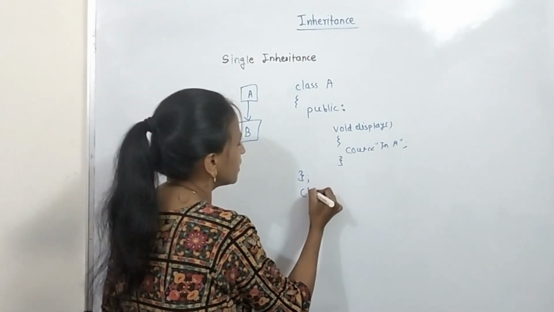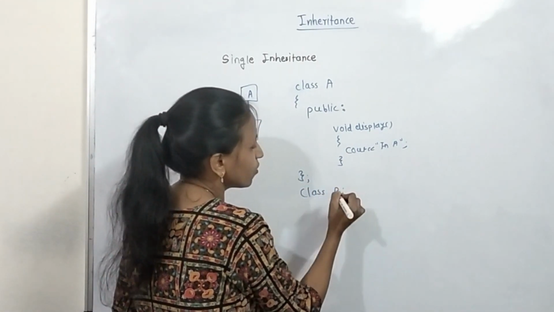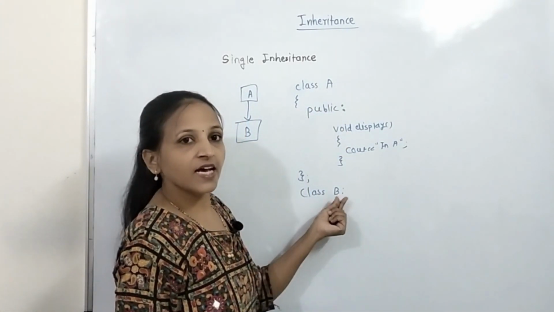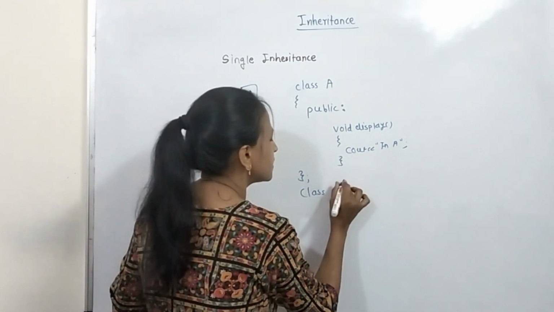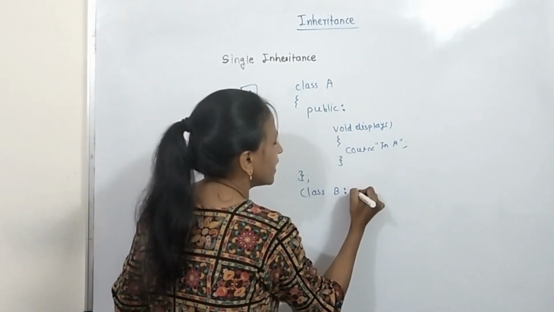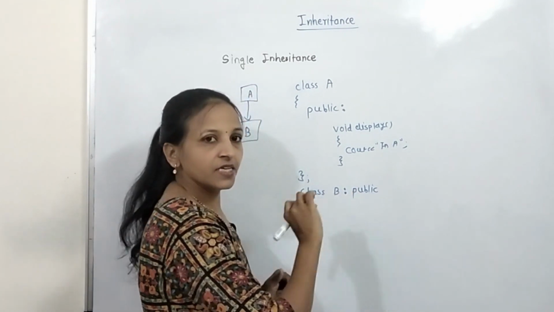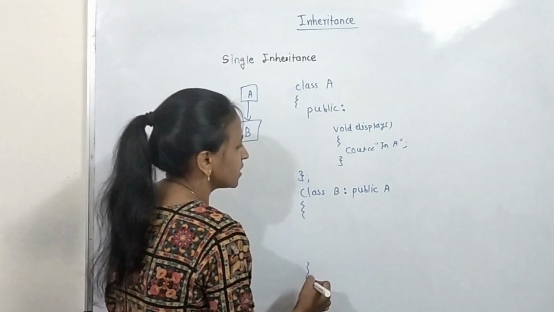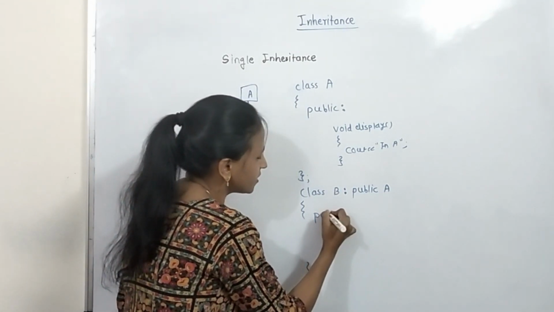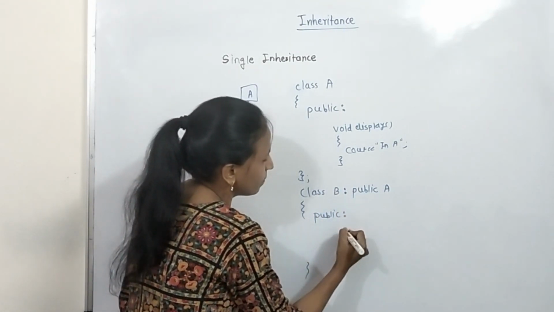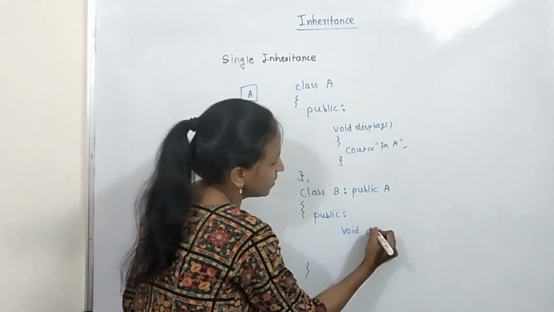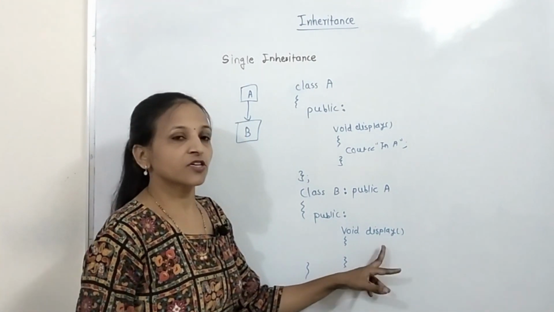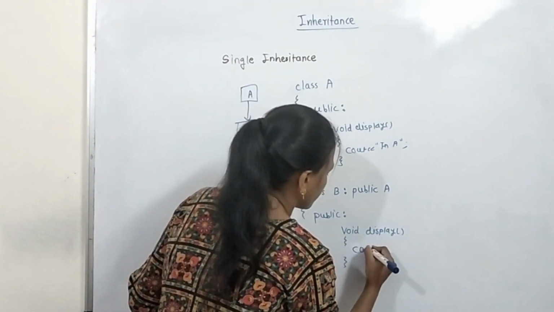Now I am creating one class B. I want to derive this class. This B class will be the derived class using A class as a base. Simple. Here we have to use colon and write public. This is the visibility mode, and from class A I am deriving this B class. And now let there also be one display function, void display. In this display member function I am writing "in B".